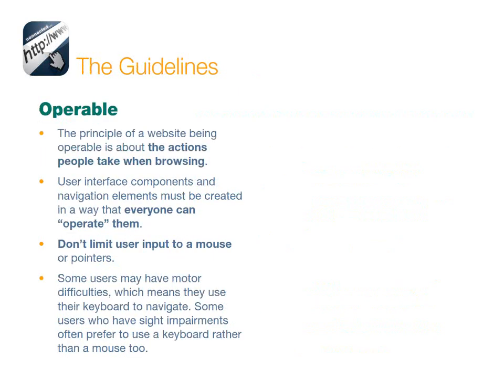The second principle is that your website must be operable. It's about the actions people take when browsing your website. So we need to make sure that user interface components and navigational elements are created in a way that everyone can use them. We don't want to limit the use of your website to people that use a mouse.